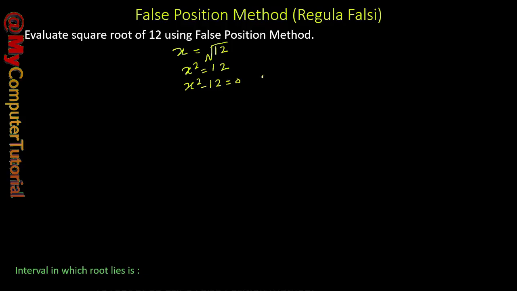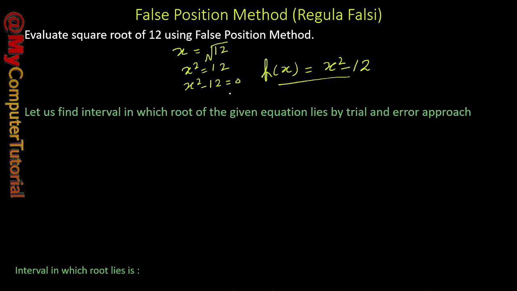Take this as f(x). f(x) is equal to x square minus 12. So this will be our nonlinear equation which we want to solve. First of all, we have to find the interval in which the root of this equation lies. By using the trial and error approach, we will try to find 2 points of x at which at one point f(x) should be positive, and at another point f(x) should be negative.